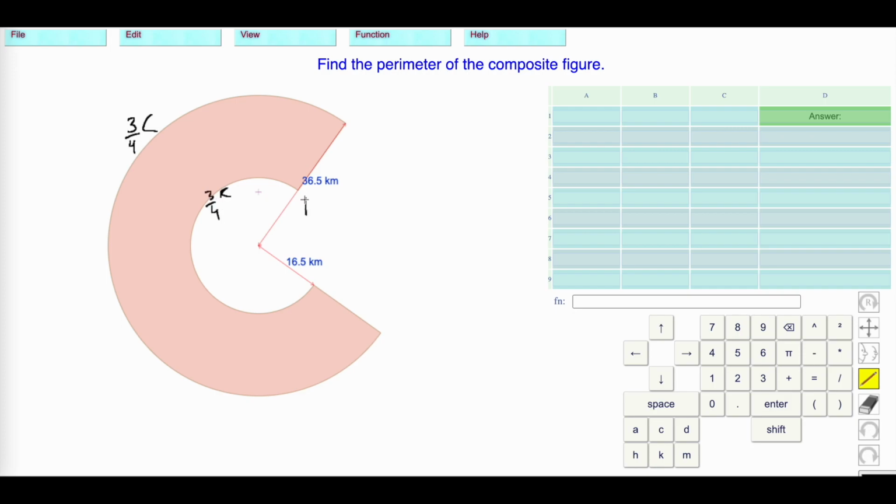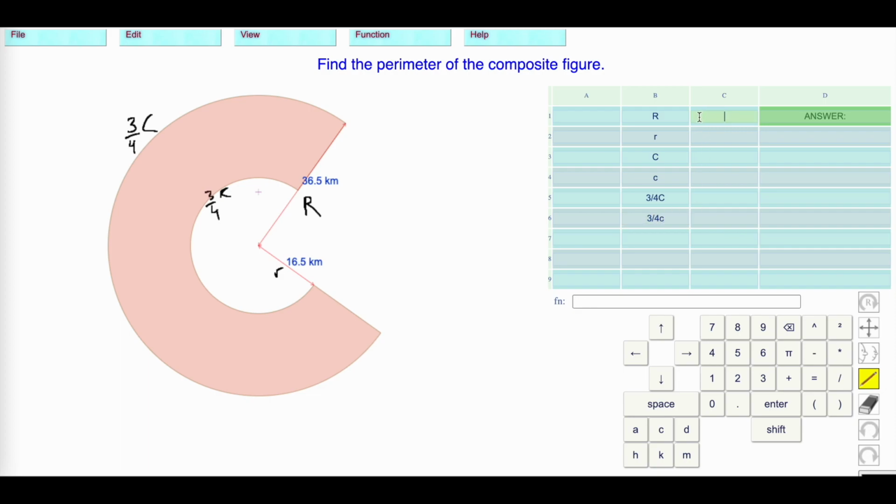We have the big radius, and we're given the little radius of the little circle. We have the big radius and the little radius. That will give us the big circumference and a little circumference. Then we can figure out 3/4 of the big circumference and 3/4 of the little circumference.